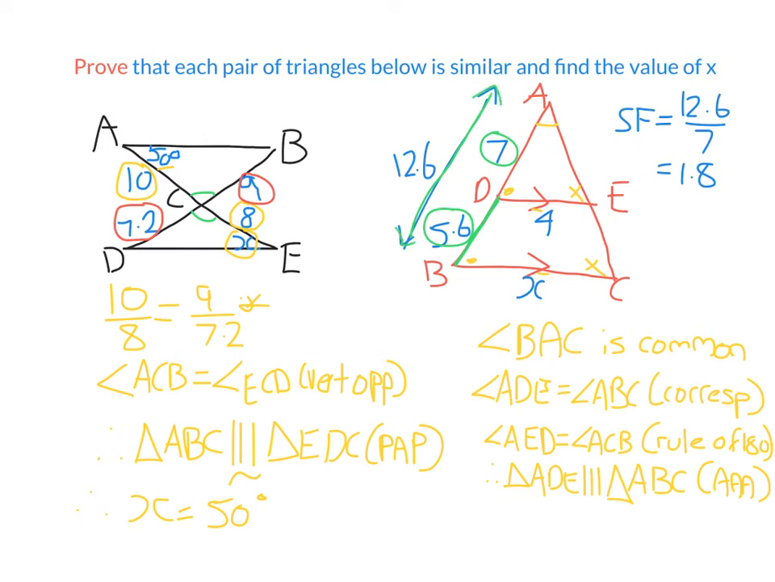So, of course, if the scale factor is 1.8, then X, because it's in the larger triangle, will just be smaller times scale factor, which is 7.2, and just write U for units.